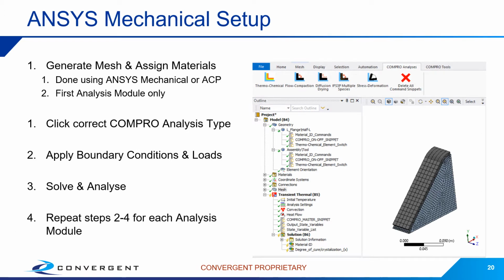In ANSYS Mechanical, we generate and assign our materials. This also can be done using an ACP. Select the correct compro analysis type, apply the compro, the requisite boundary conditions and loads, and then we solve and analyze and repeat steps 2 to 4 for each analysis module.